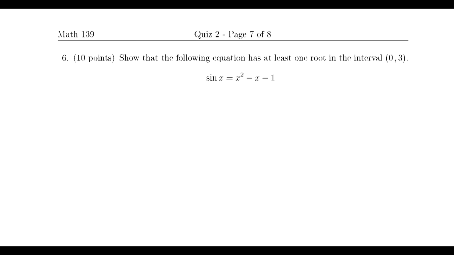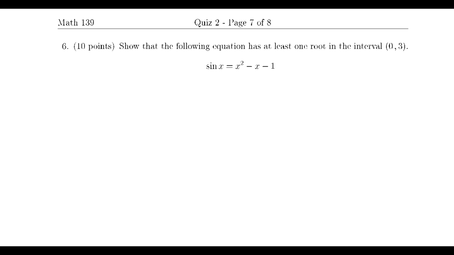These last two questions are pretty much the same, and these are intermediate value theorem problems. We want to show that sine x is equal to x squared minus x minus 1 has at least one root in the interval 0 and 3. So we want to take our f of x and put everything on one side of the equation, so we get x squared minus x minus 1 minus sine of x.